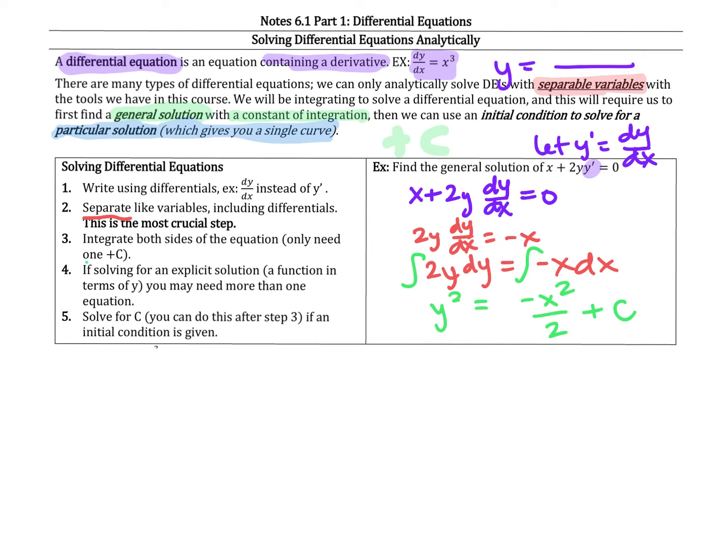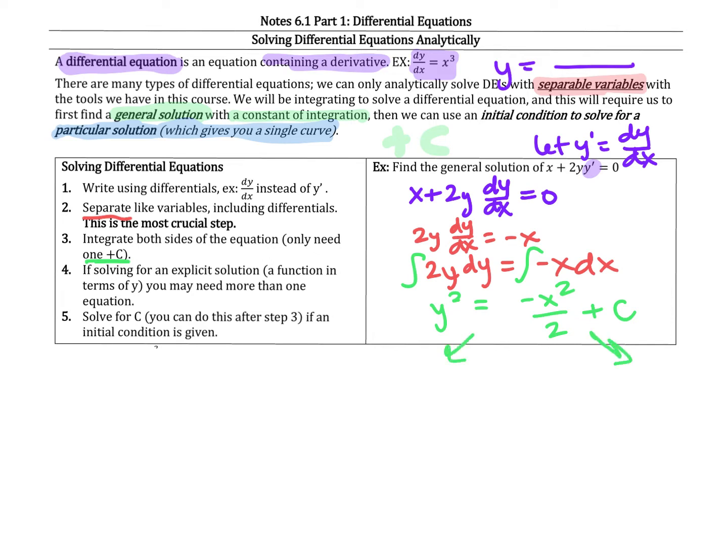Now you don't need a plus c on both sides of the equation because c is just holding the place of some arbitrary number, some constant of integration. So as long as you have a c somewhere, you're covering the fact that there could be some other number somewhere in this equation.